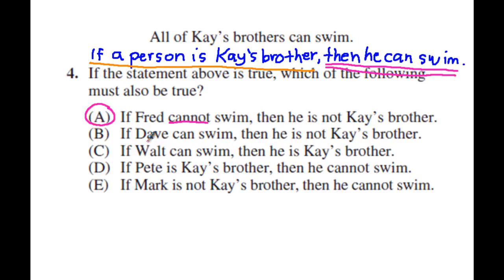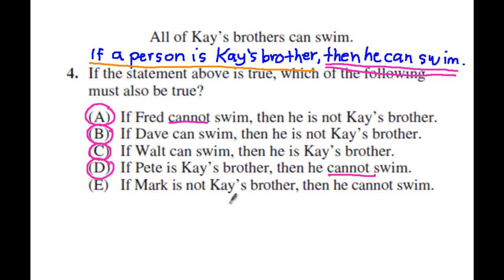Look at letter B. If Dave can swim, so it says Dave can swim, but our hypothesis here is if a person is K's brother, so therefore this does not fit. Letter C. If a person can swim, so therefore this is not it. Next, if Pete is K's brother, then he can swim, but it says cannot swim, so therefore it does not fit.